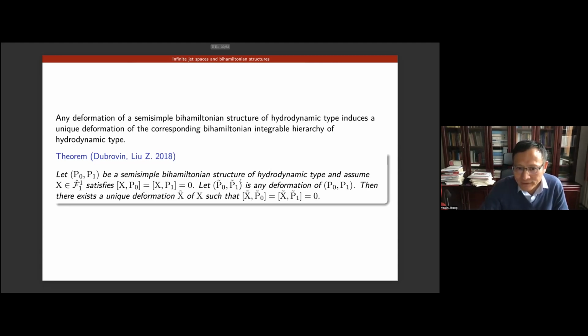Then we can consider the deformation of this bihamiltonian vector field. And this theorem says that we have a unique deformation of this bihamiltonian vector field, such that this vector field commutes with these deformed bihamiltonian structures. Okay, so this theorem tells us that the deformations of the bihamiltonian integrable hierarchies are clear. We only need to know the deformations of the associated bihamiltonian structures.